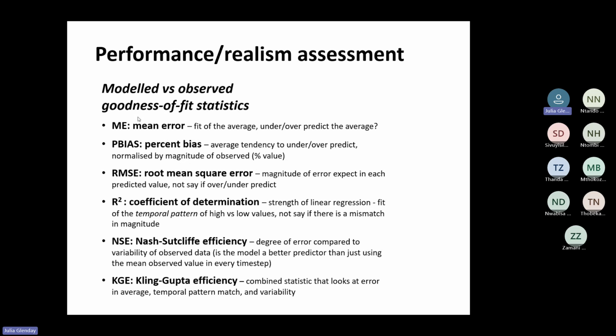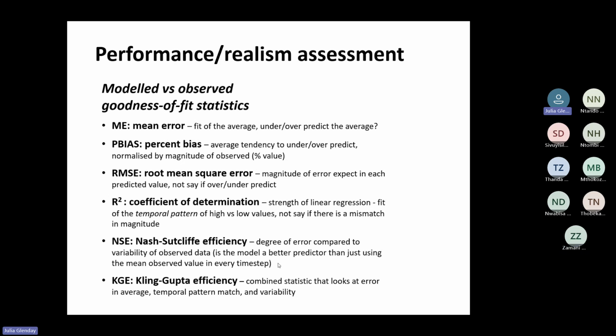They're stricter than the mean error in a way, because they look at each individual error of each observation and then normalize it. Sorry, I'm not explaining that very well, but p-bias and root mean square error are stricter than just mean error because they don't let so much compensation happen between over and under predicting across the time series. And then the R squared is a linear regression fit, and it looks at patterns of highs and lows. Nash-Sutcliffe efficiency is its degree of error compared to the variability of the observed data.